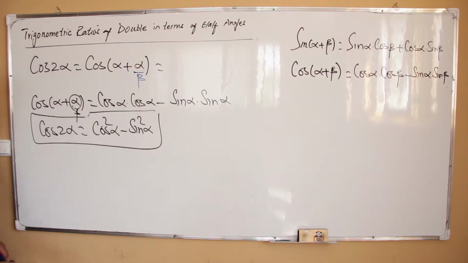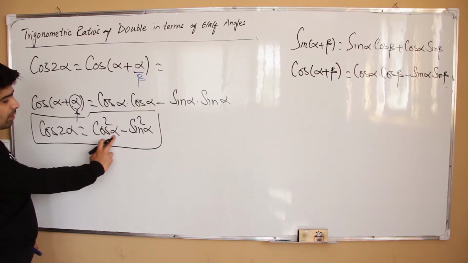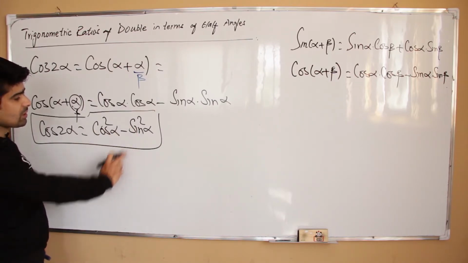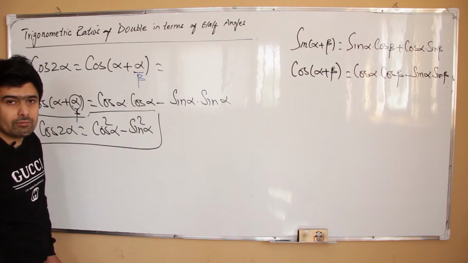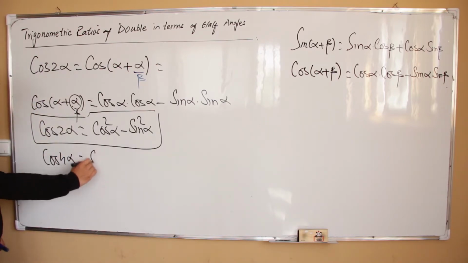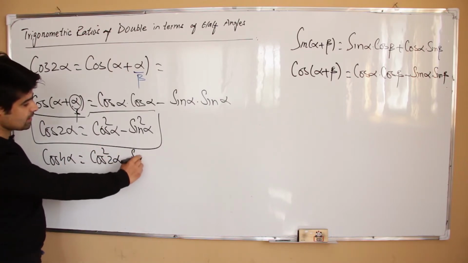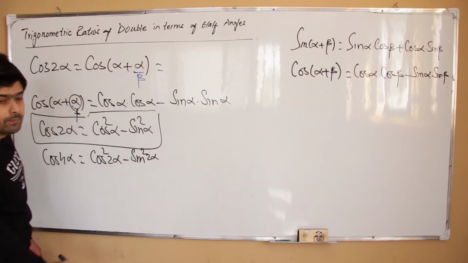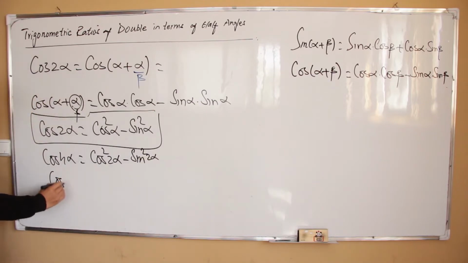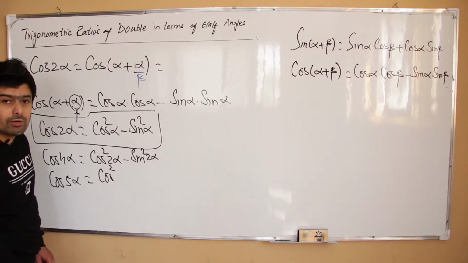So how can we memorize? Cosine of double alpha is equal to cosine square of its half minus sine square of its half. What do I mean? Can I write for cosine of 4 alpha? Yes, cosine square of its half, 2 alpha, minus sine square of its half, 2 alpha. If we want to find cosine of 5 alpha, cosine square of its half, what's its half for 5 alpha?